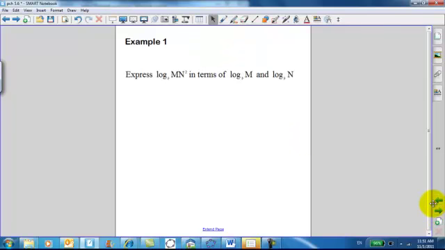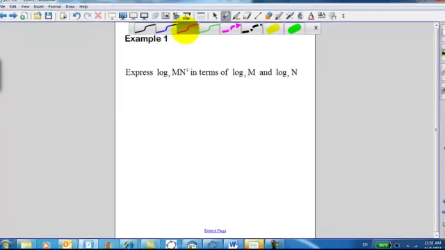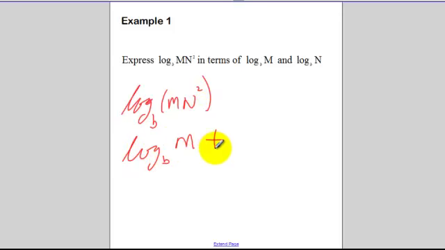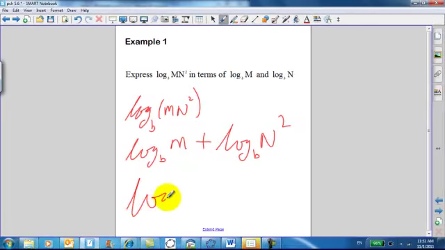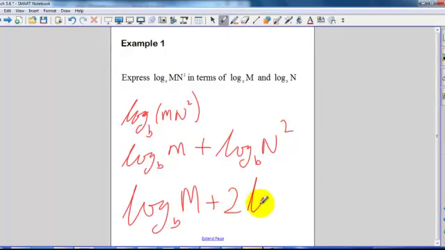Now here's example 1. Express log base b of m n squared in terms of log base b of m and log base b of n. So log base b of m n squared, first I'm going to use the product rule. The log of a product is the sum of logarithms. And now I use the bump the log rule, or the power rule, and this power comes down in front: 2 times the log base b of n.